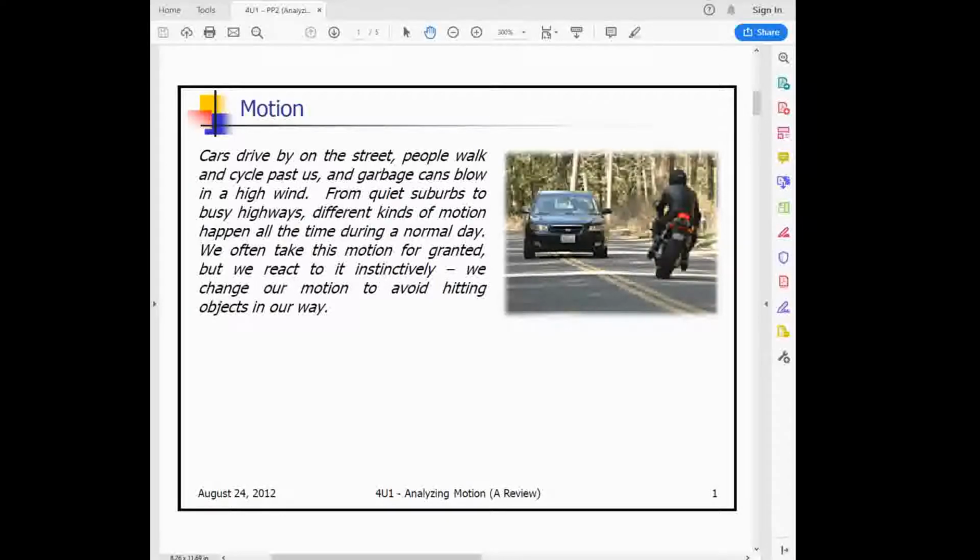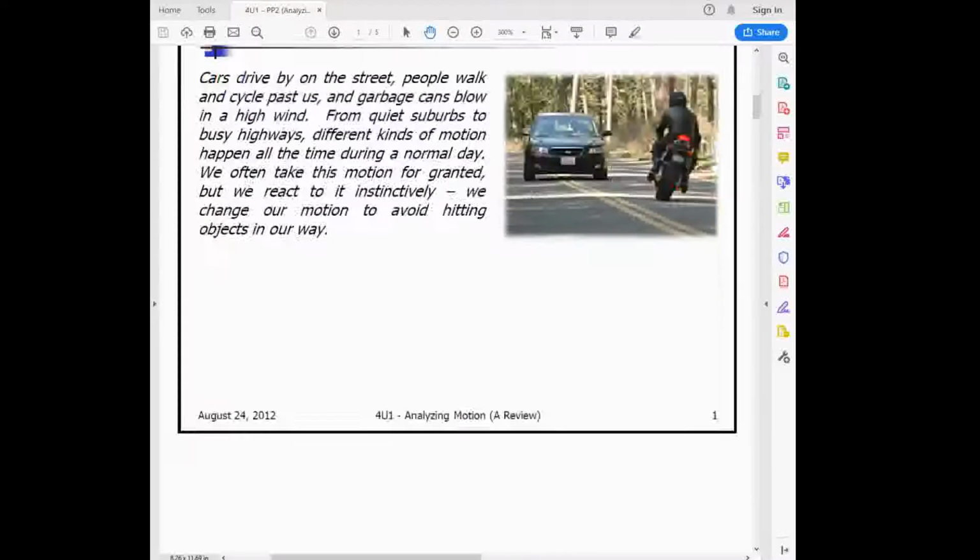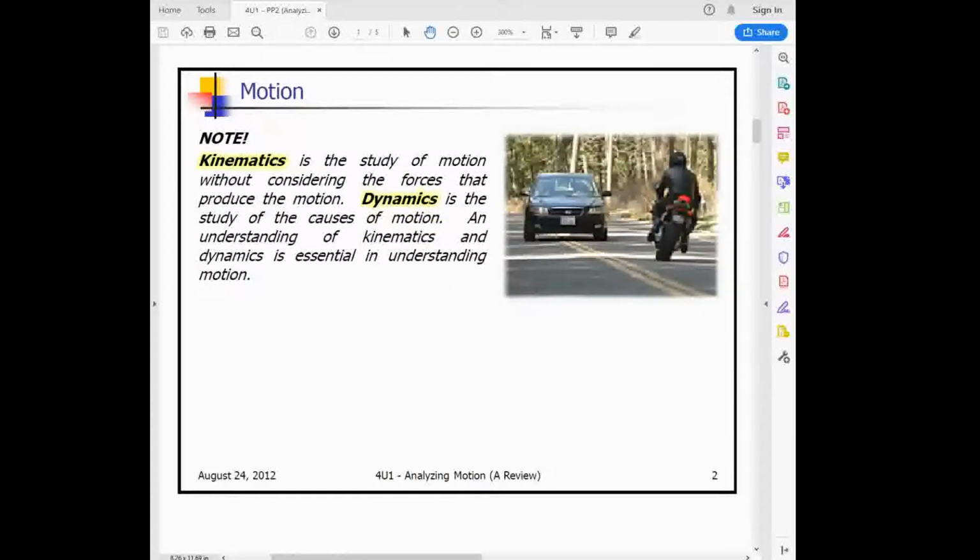When we're talking about motion in physics, we mainly talk about the two primary fields of motion, which are kinematics and dynamics. Kinematics is the study of motion without considering the forces that produce the motion. And dynamics is the opposite. It's the study of the causes of motion. So an understanding of kinematics and dynamics is essential to understanding motion altogether.